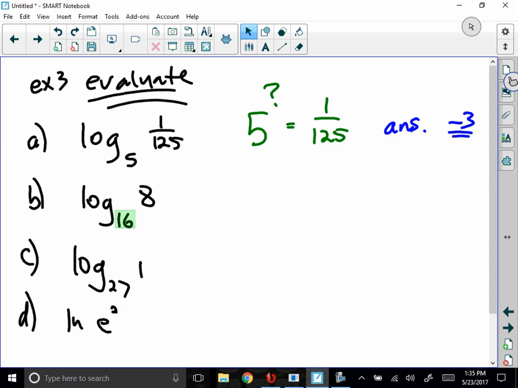What about that? What power do you raise 16 to get 8? And you're thinking to yourself, I can't do that without a calculator. 16 to the first is 16. 16 to the 1/2 would be the square root of 16, which would be 4. Maybe we should take these things down to the same bases. Could we rewrite 16 and 8 with the same nice base?